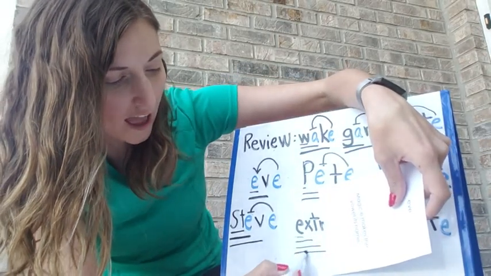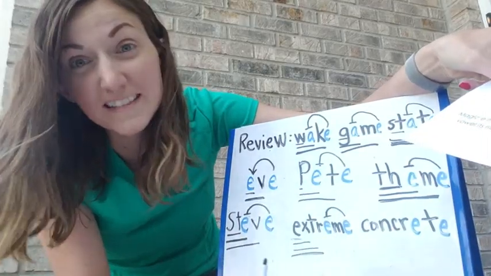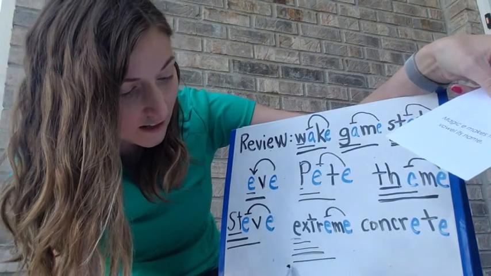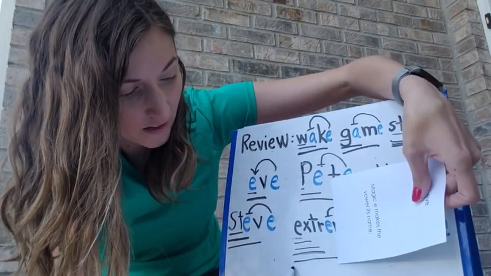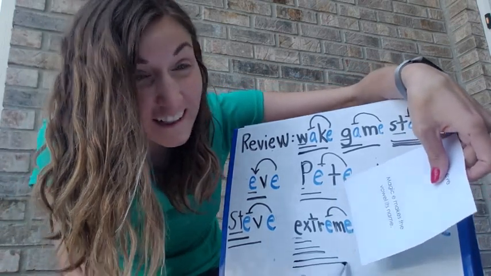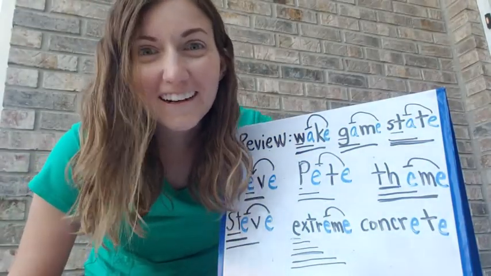Now let's add that R. Extra. Ooh, now I have this E makes the other E say its name. So extree. Now we're going to add that M. Extreme. It's an extreme word for kindergarten.